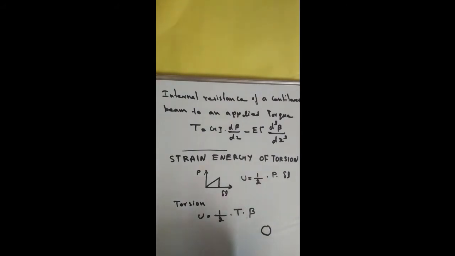Now I am drawing a circular rod. In pure torsion, or uniform torsion, you can see only circular cross sections. After applying torque, the cross section will not change. There is only a small change in the angle. That angle is called beta.